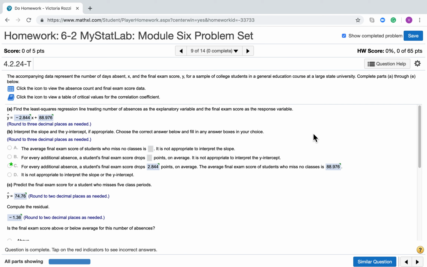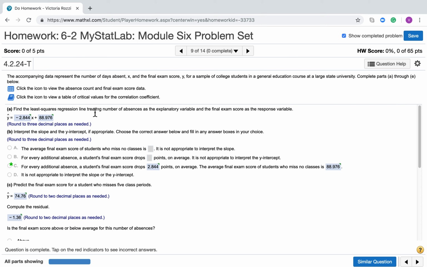This is a video for homework 6, number 9. So this one we have the accompanying data represent the number of days absent, which is our X, and the final exam score, which is Y, for a sample of college students in a general ed course at a large university. So the first thing we have to do is find the least squares regression line.